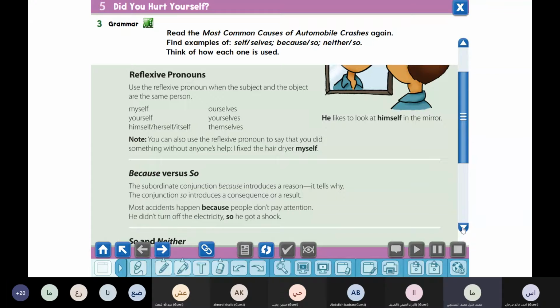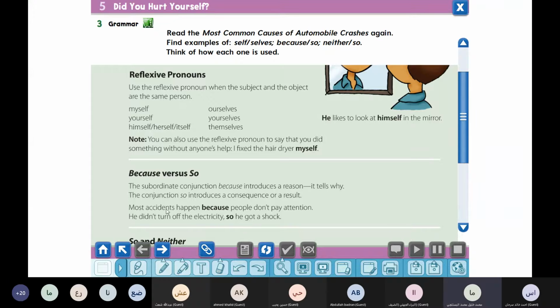subordinate conjunctions. Here we have the subordinate conjunctions because and so. Because is used to give a reason, to introduce a reason. It tells why. But so introduces a consequence or a result. Look at the example. Again, because is used to give a reason. So is used to give a result or a consequence.